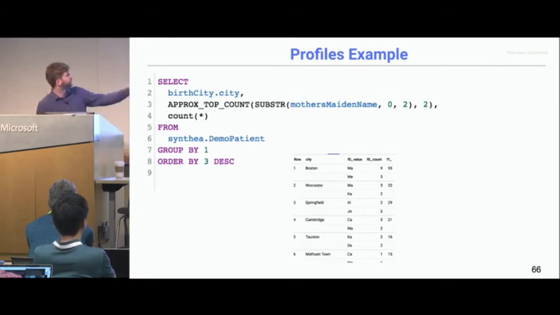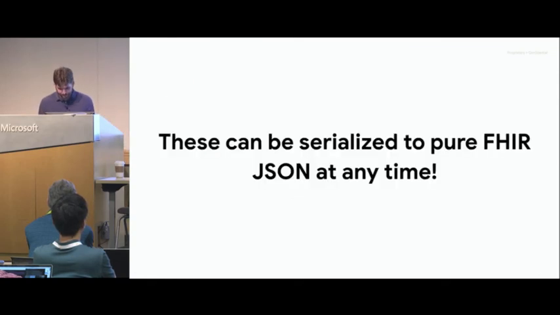I cheated a little bit for this slide if you're paying close attention. I do substring 0 to 2 of mother's maiden name because the Synthea data set that we have is not enormous and there aren't a ton of collisions. So if you're wondering why I did that. And once again, no matter how much you profile this, no matter how much you restructure this, we can always pop back to JSON. I'm going to hold questions to the end.